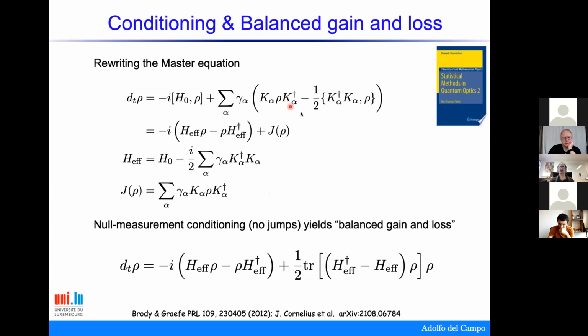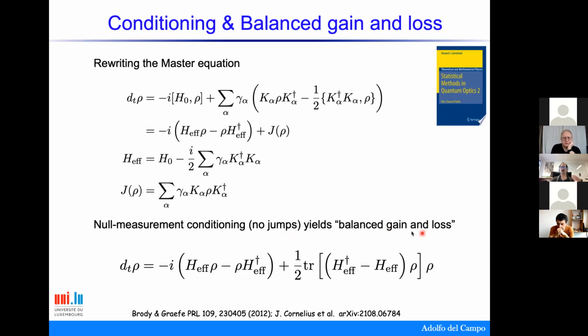This again is not something new. You can find it in a famous textbook by Howard Carmichael, so-called null measurement conditioning. What is remarkable is that the master equation that appears for these post-selected trajectories is precisely the same equation which was written by Brody and Graefe for non-Hermitian dynamics subject to balanced gain and loss.